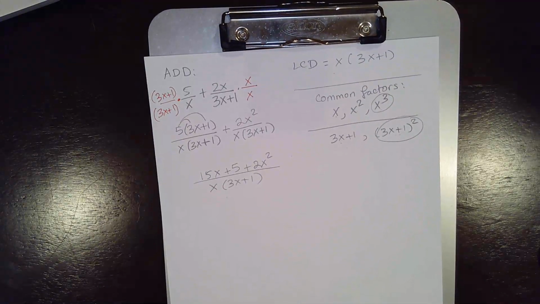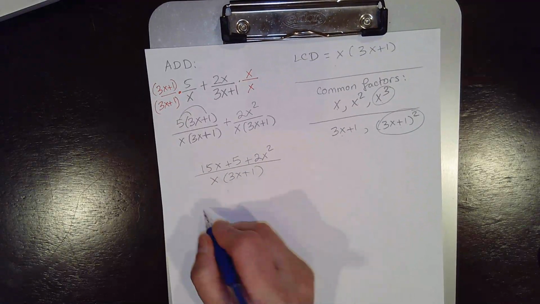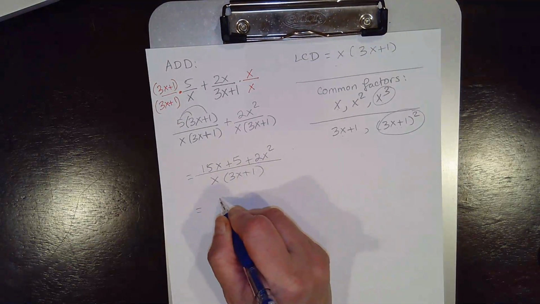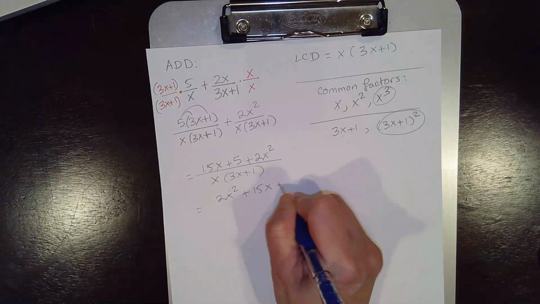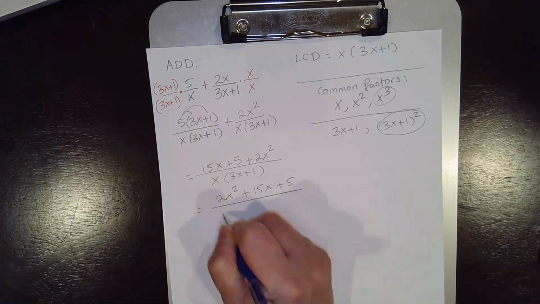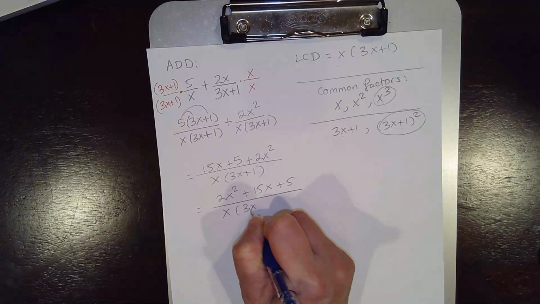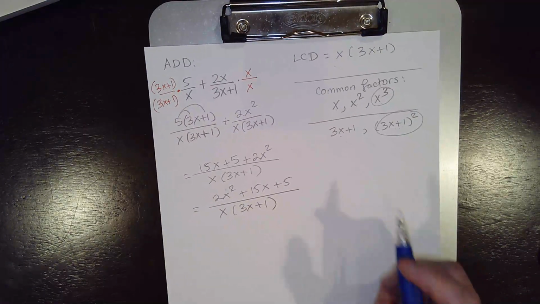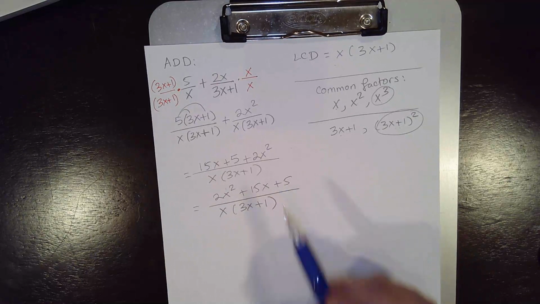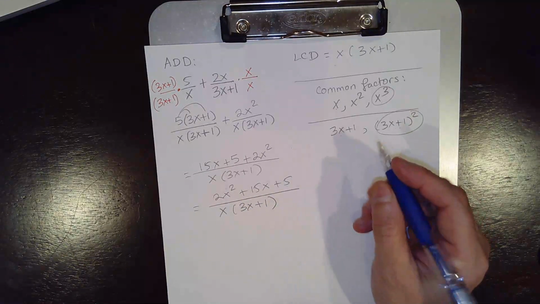So now, if we rewrite the numerator a little bit, what do we get? We get 2x squared plus 15x plus 5 over x times 3x plus 1. Please do not stop here. Try to see if you can factor the numerator. Okay? So let's see. We're going to try to factor it.